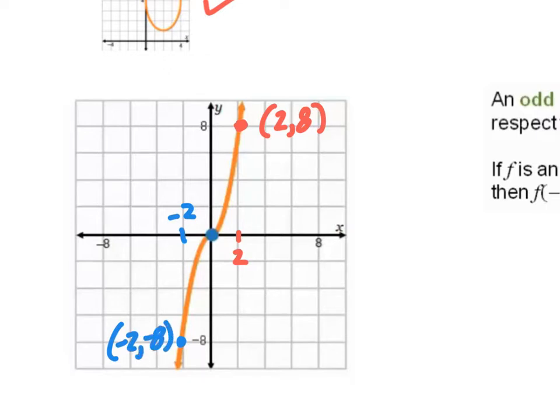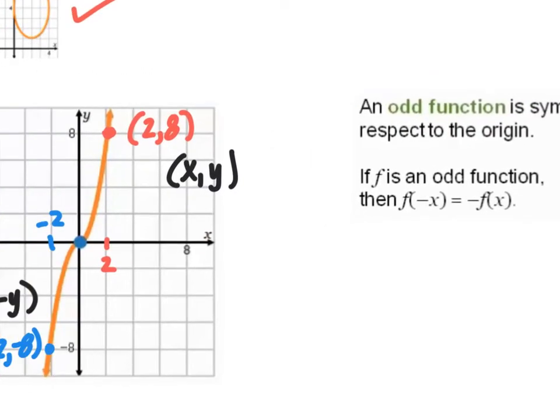Rotational symmetry means that you have points on a graph that are symmetric to the origin, meaning that when you plug in opposite x values, you get opposite y values. So you have the point (x, y), and if the function has rotational symmetry about the origin, then the graph also contains the opposite of those. That leads us into the discussion of what an odd function is.